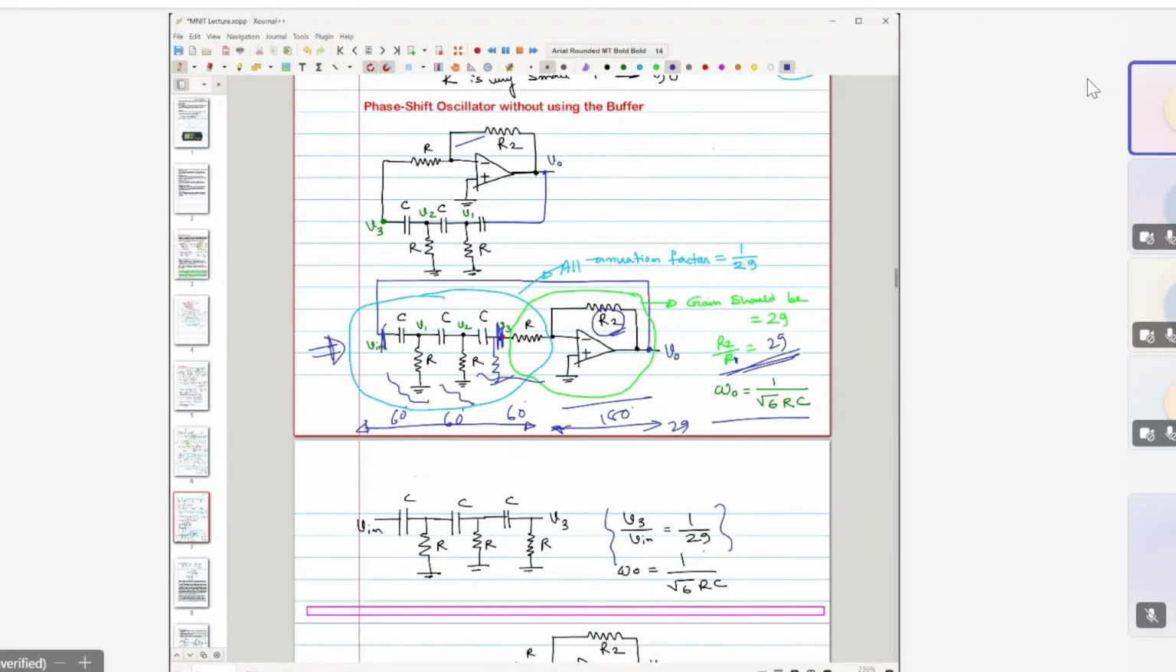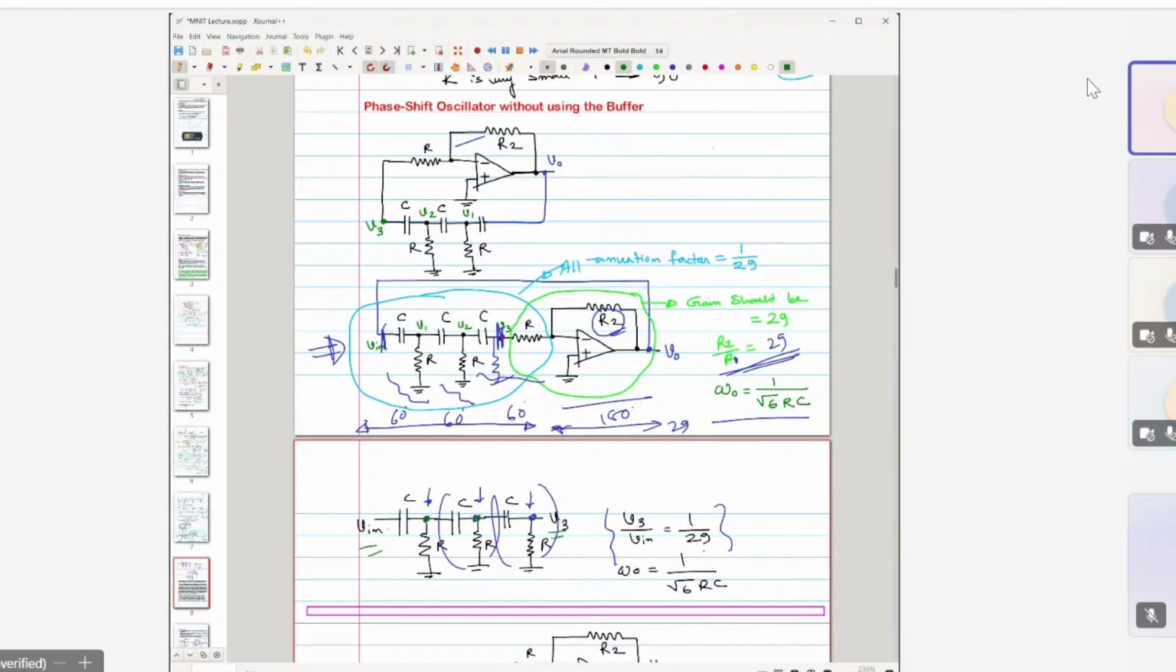The only thing is that while calculating the attenuation of the phase, you have to consider the loading effect of this on the first stage, and on the first and second stage as well. So how can you do it? Very simple. Follow KCL, KVL only, right? Write the total equation, then express V3 in terms of V.